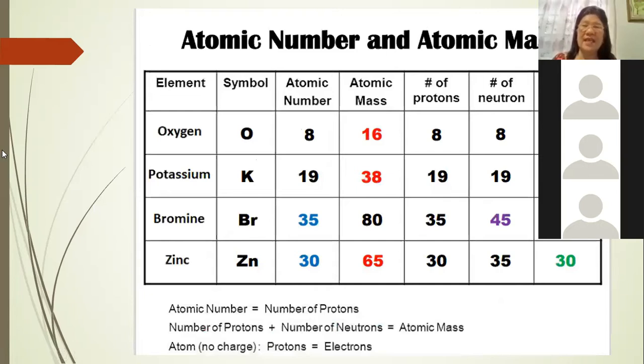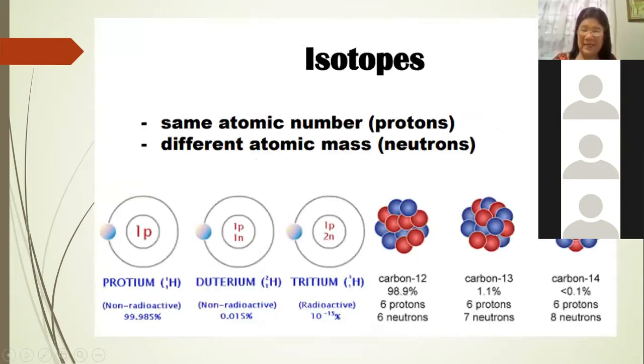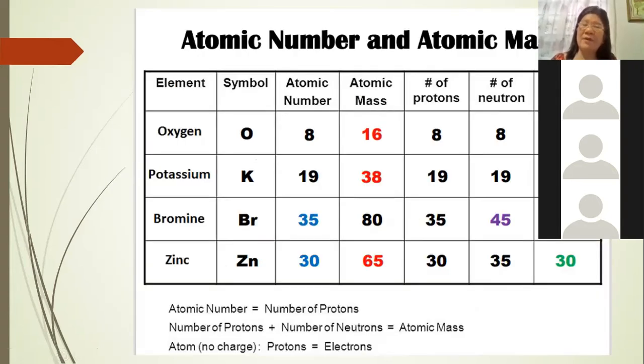So here is an example. We have here different elements: oxygen, potassium, bromine, and zinc. These are their symbols: oxygen, O; potassium, K; bromine, Br; zinc, Zn. What is the atomic number? Look at the periodic table. Everybody should have a periodic table.